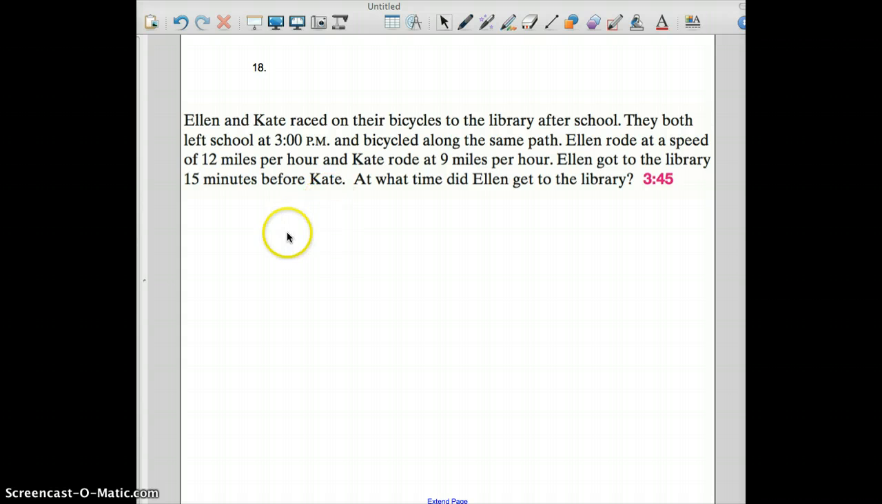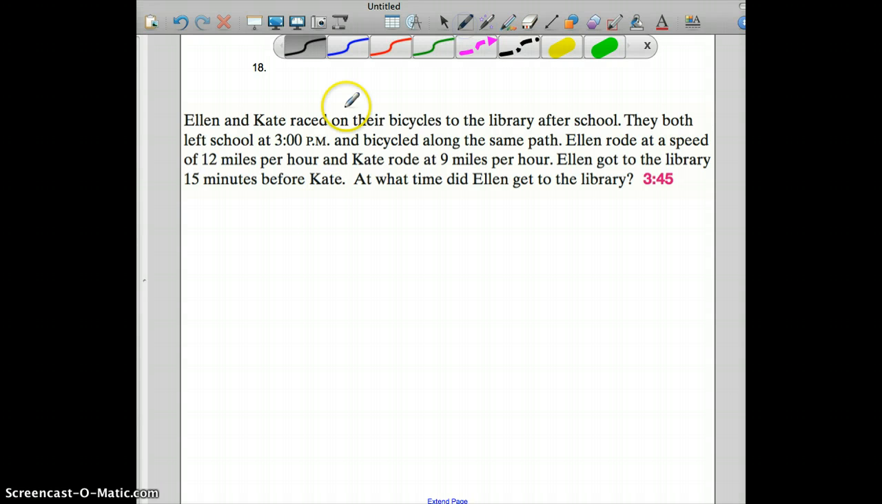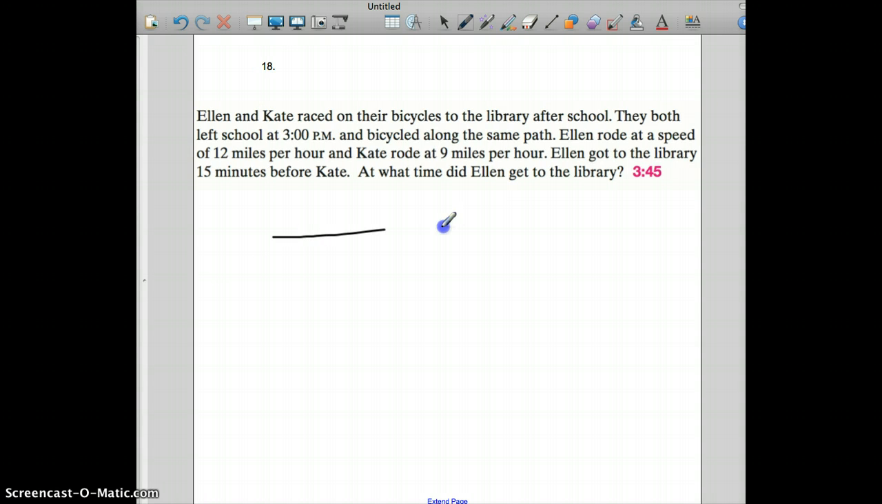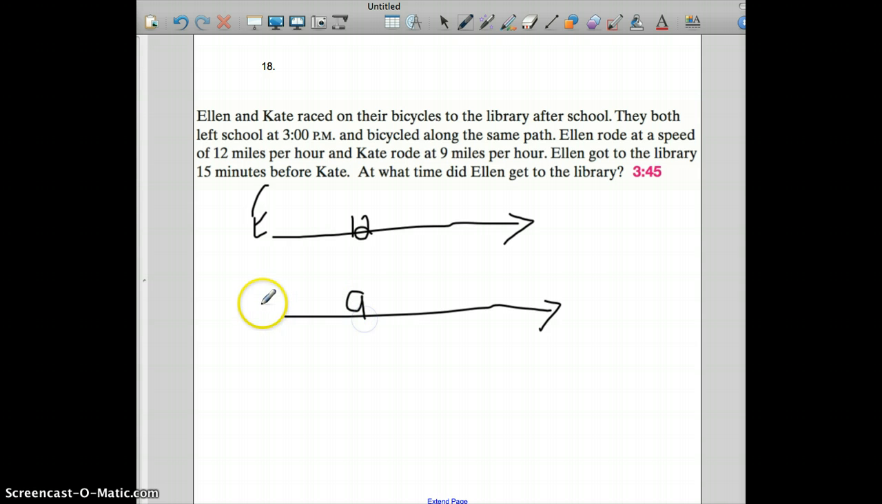Hi again, we're looking at question 18 right now. You can see here we have Ellen and Kate riding their bicycles to the library. Again, they're going to the same place. One's traveling a little faster than the other. So if we look at Ellen riding her bike at 12 miles per hour, here she goes riding her bike at 12 miles per hour, and this is Ellen over here. And then Kate is also going the same direction, but she is a little slower at 9 miles per hour.